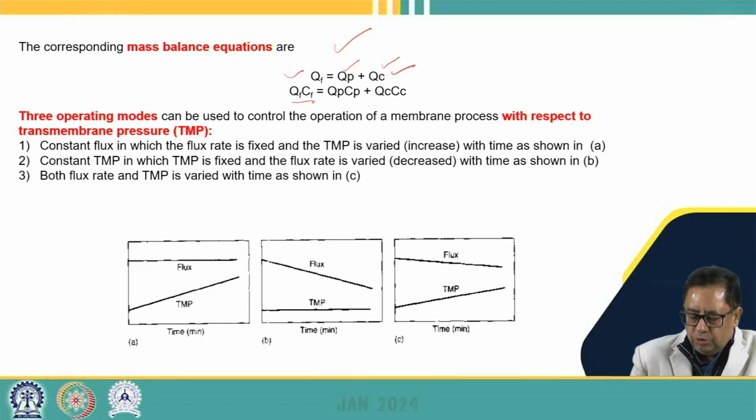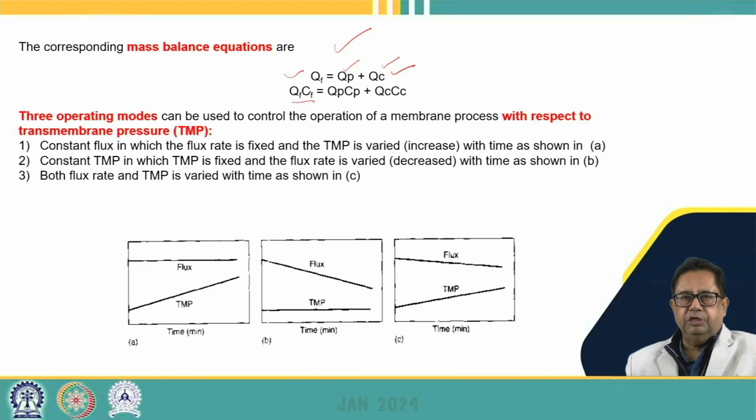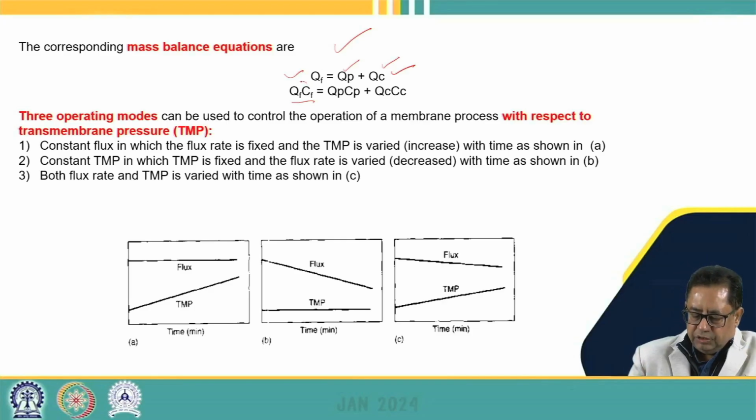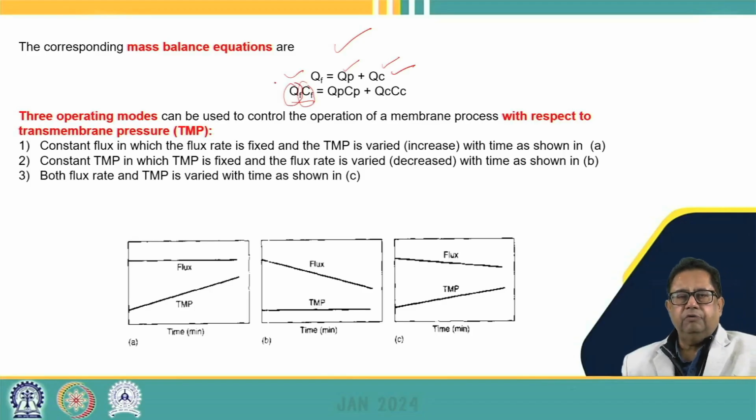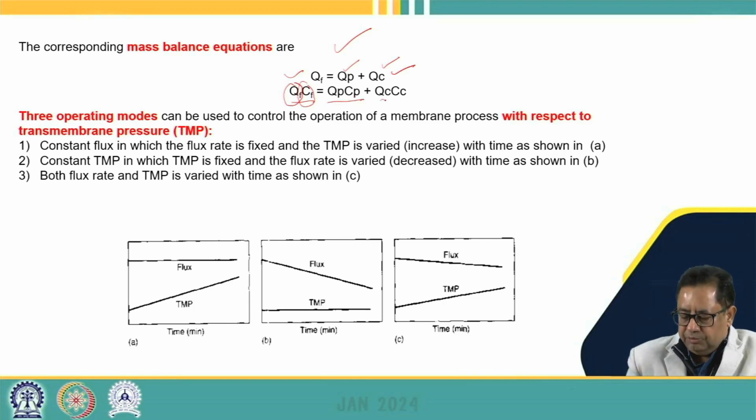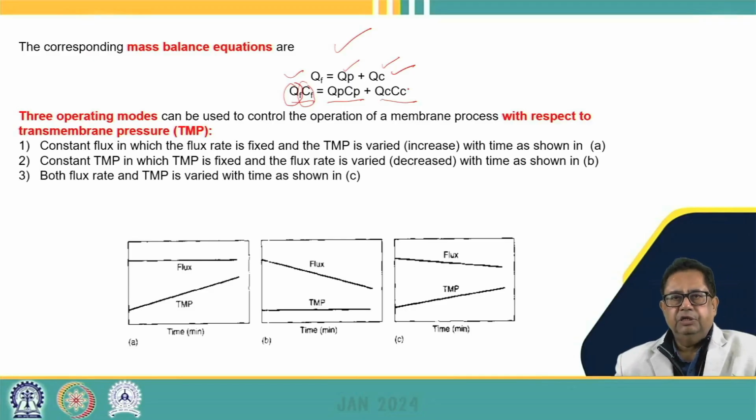Similarly, when we talk about a particular constituent present in the water that we want to remove, for example, let's say we want to remove the TDS, the concentration of the TDS in the feed water times the flow of the feed water will give us the total mass of the TDS present in the feed water. This is equal to the mass of the TDS present in the permeate plus the mass of the TDS present in the concentrate. So these two mass balances can be used for designing the membrane system.